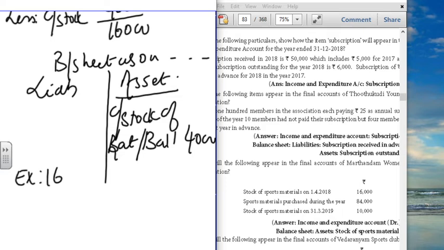Problem number 16 is your homework for your practice. This is the same method. If you want, I'll explain the problem. Problem number 16: stock of stationery on 1/4 is nothing but the opening stock. Purchases, we have to add it. And the stock on 31/3 is nothing but the closing stock. So the question is how it's going to appear in the income and expenditure account. Only they asked. So you can present it in the income and expenditure account.